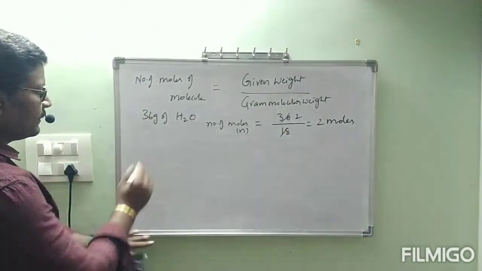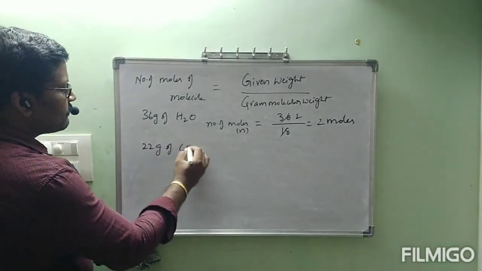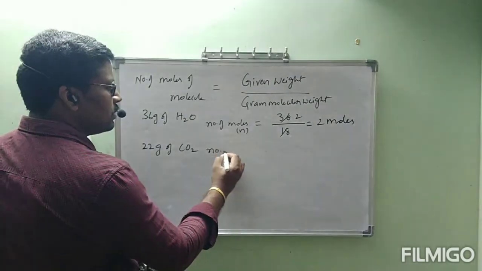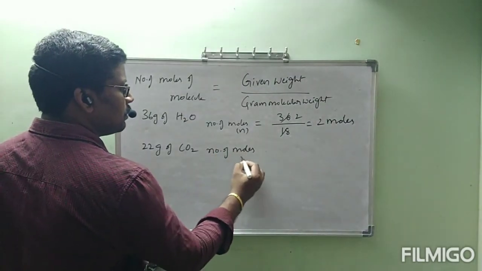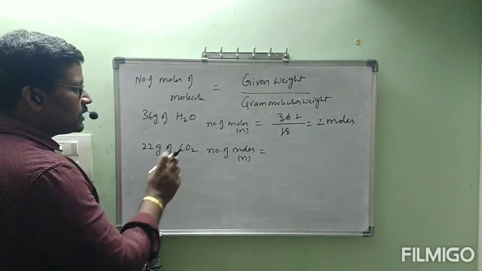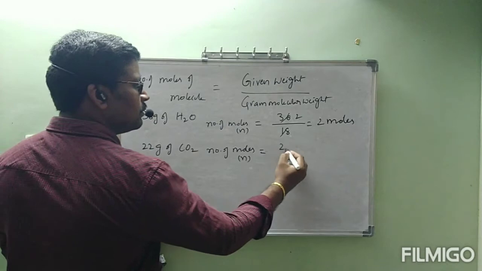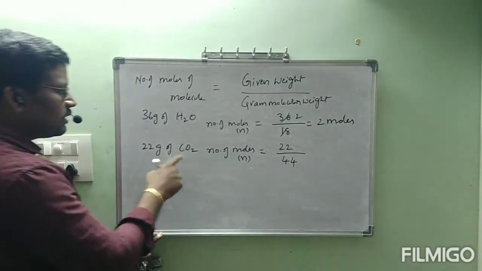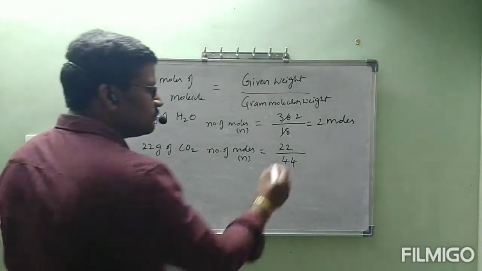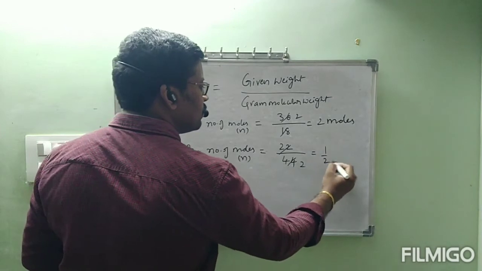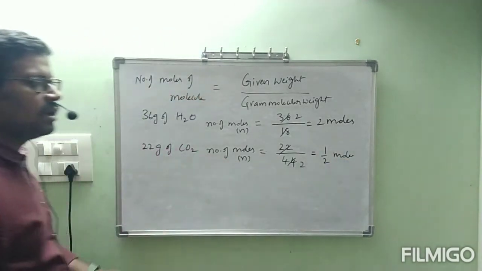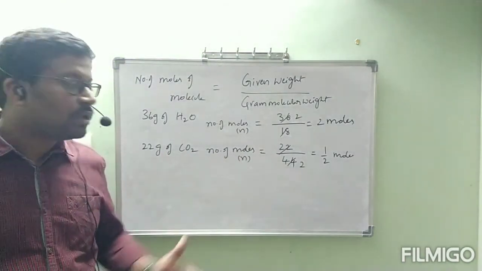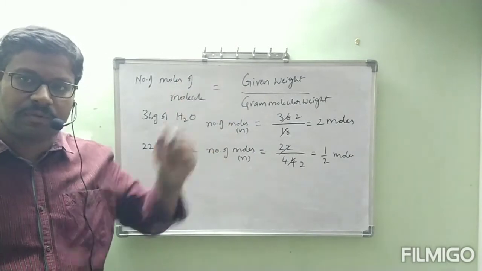Next, 22 grams of carbon dioxide. Number of moles is equal to, what is the given weight? 22 grams divided by gram molecular weight 44. Gram molecular weight of carbon dioxide is 44. Then it will become 1 by 2 mole after cancellation. How many moles? Half mole of CO2. 22 grams contains half mole of CO2, meaning half into 6.023 into 10 power 23.